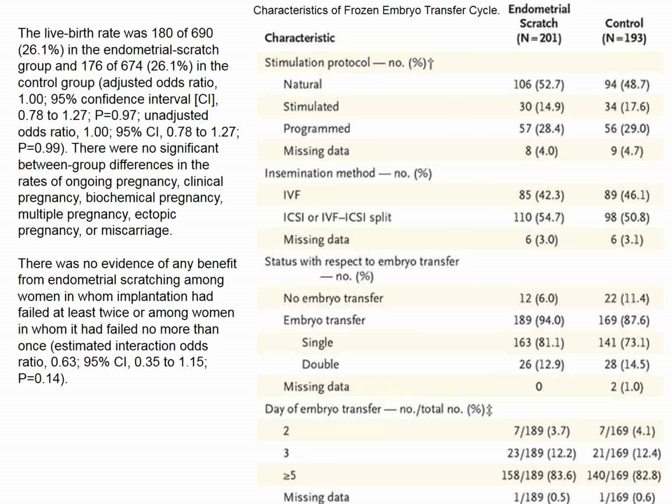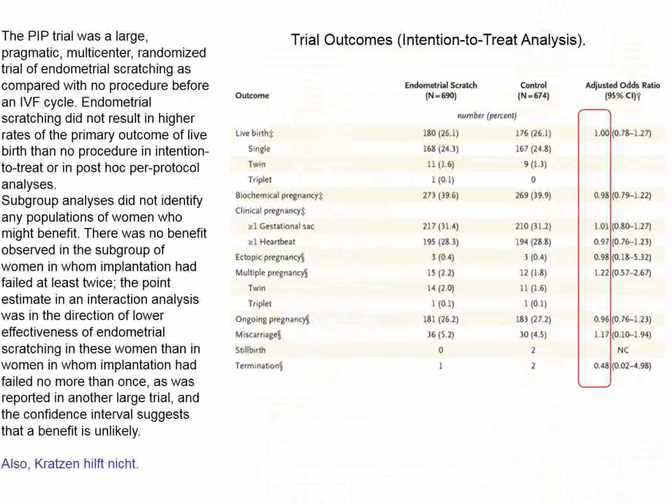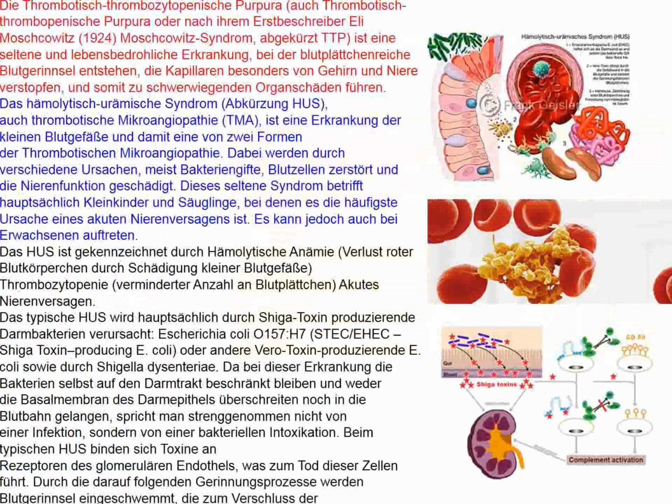And then we have to consider whether this was a fresh embryo transfer or a frozen embryo transfer, and the types of embryo transfers also have to be similar in both groups, and indeed that was the case, and there were no significant differences. And then if we look at outcomes, you can look at these adjusted odds ratio scores here in the red box. There's absolutely no difference in outcomes. So endometrial scratching doesn't help, and so this procedure should probably be abandoned.